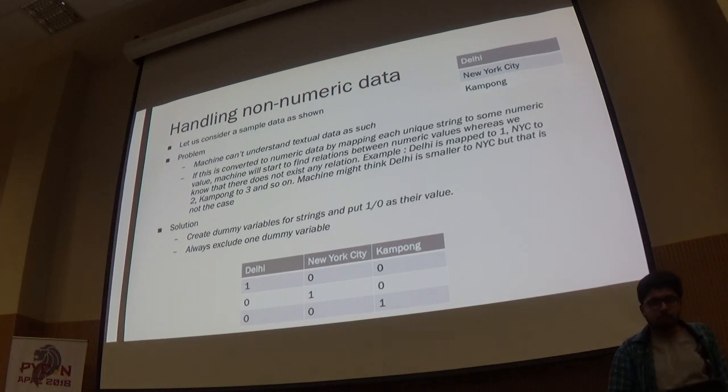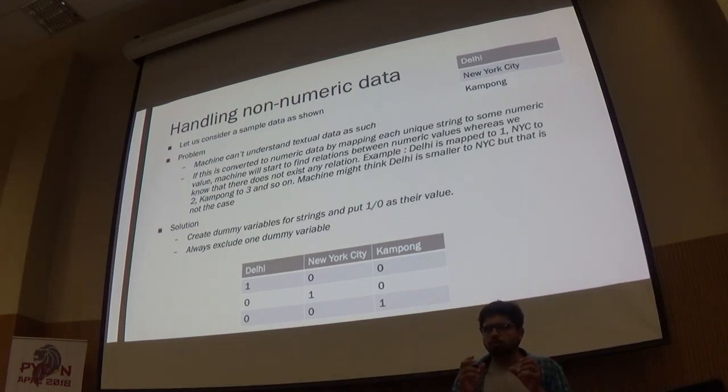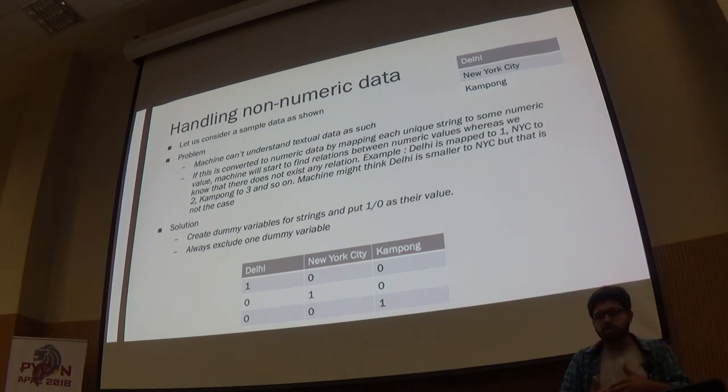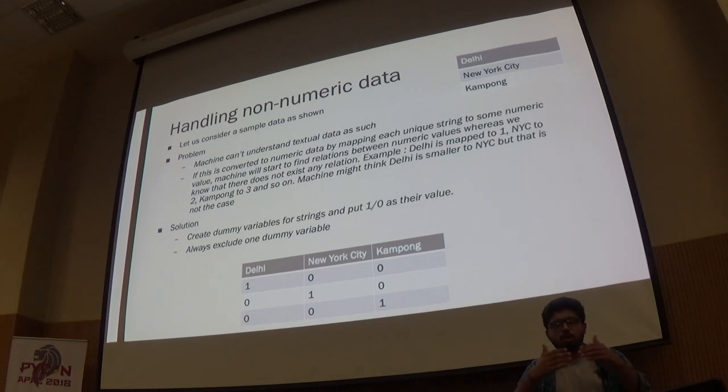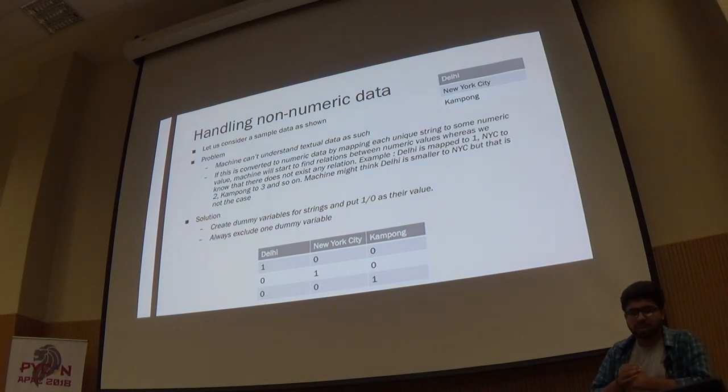Reason being that when I put it to multiple linear regression, it will try to figure out relations between numbers, like 2 is higher than 3, or something like that, and it won't be useful. We know that there is no numeric relationship between Delhi and New York City. They are not like, it is good, it is bad. There is no such thing. So that is not the case.